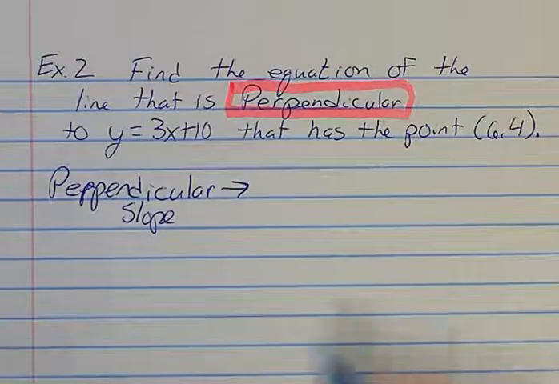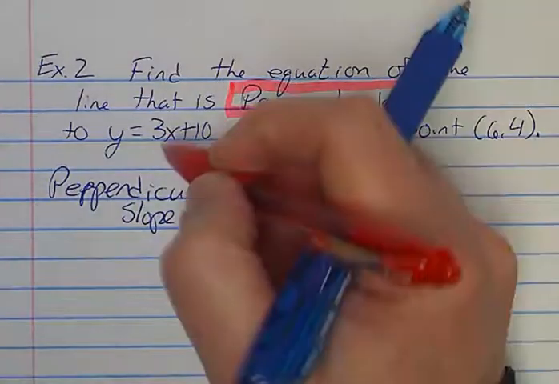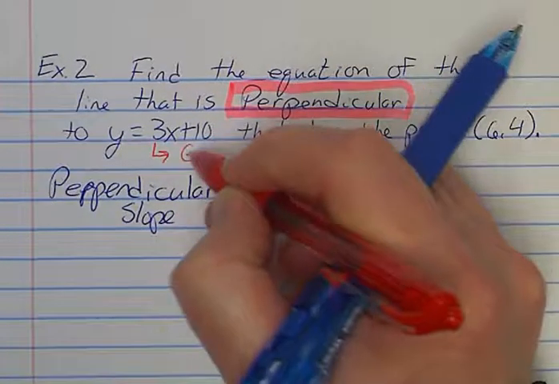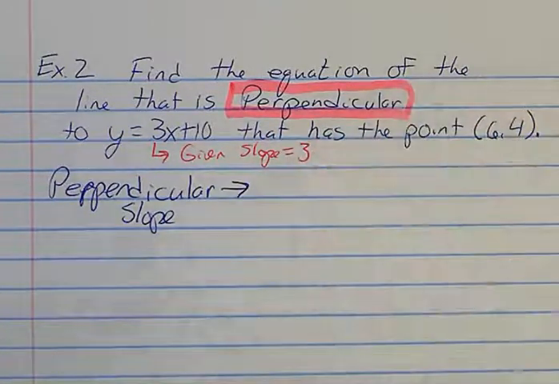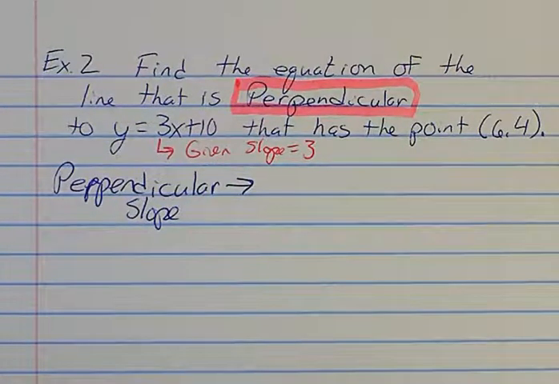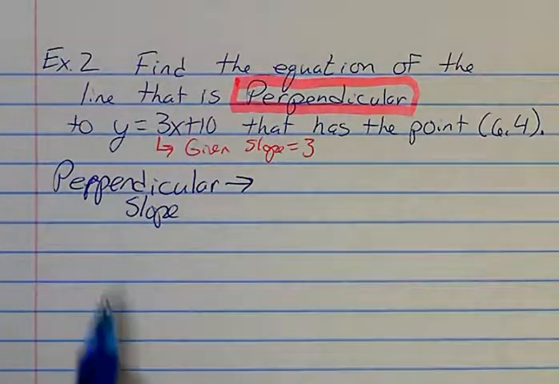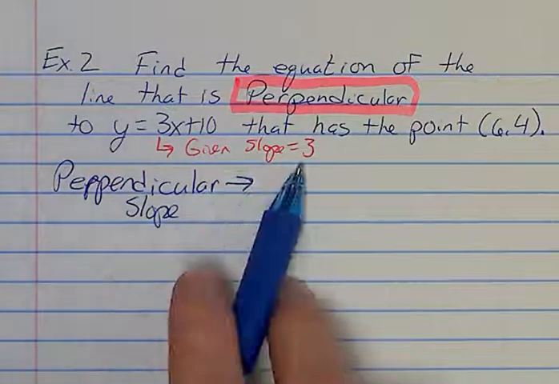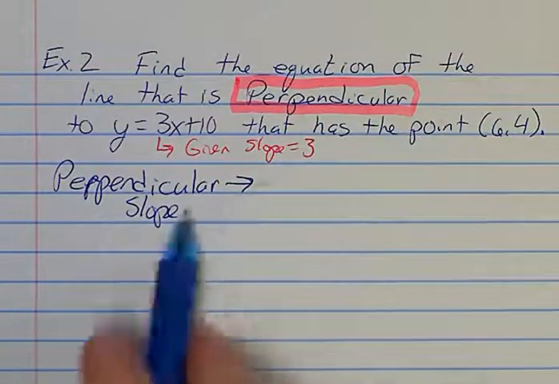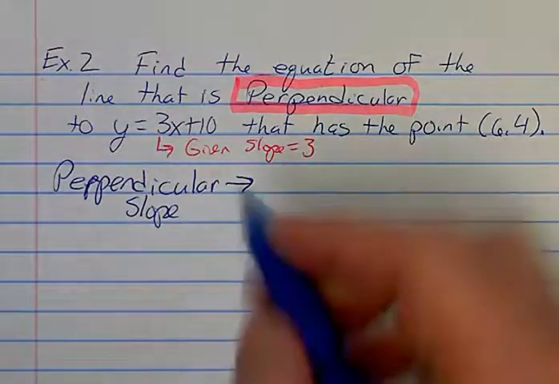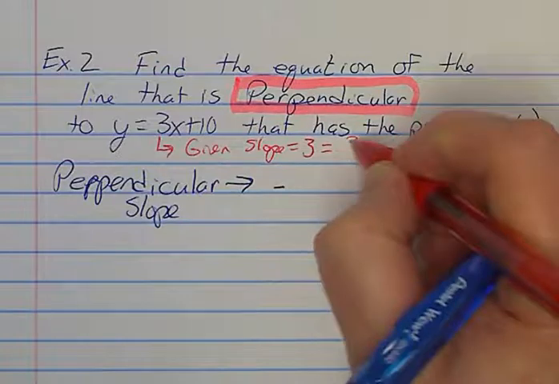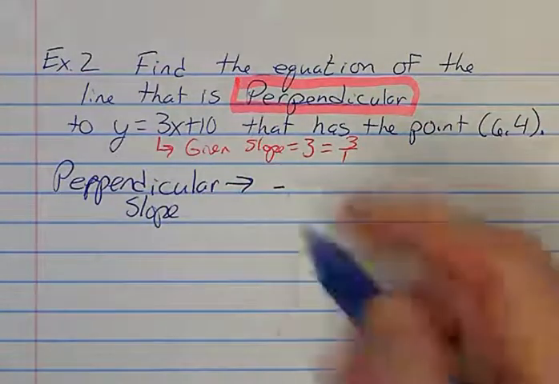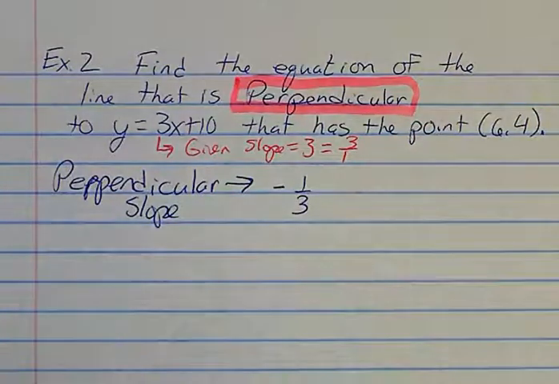Well, here's what we've got to do. We have y equals 3x plus 10, given that the slope equals 3. Now, this is the hardest thing that sometimes people catch on: you've got to take the slope from here. So they gave us that the slope was 3. To make it perpendicular, we're going to change it from positive to negative. And again, the slope is 3, it's 3 over 1. And then we're going to flip it upside down to make it 1/3.